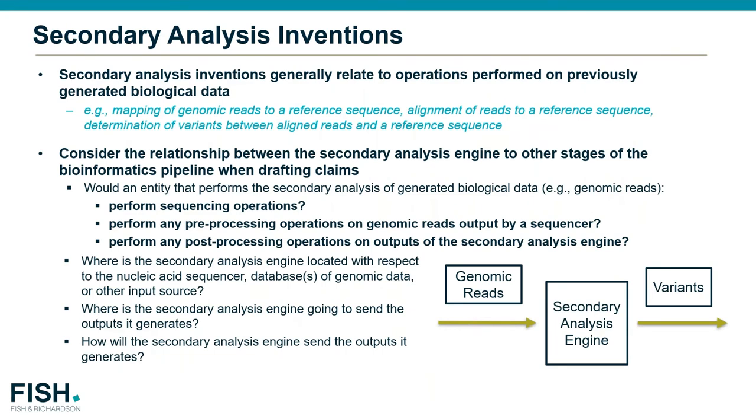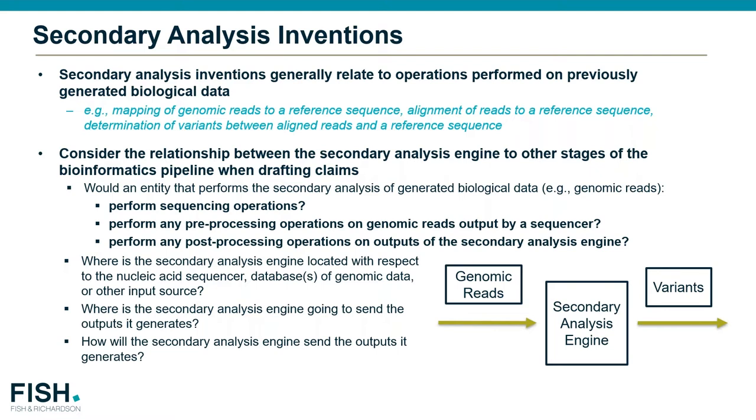So another type of invention that may arise in the bioinformatics pipeline is secondary analysis inventions. These are typically a first stage of analysis performed on the output of a sequencing device. So you may be performing operations such as mapping genomic reads to a reference sequence, alignment of reads to a reference sequence, or determination of variants, as we discussed. There's a bulleted list here of things you want to be thinking about as you craft your invention.